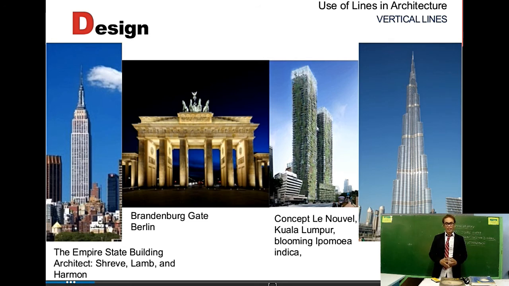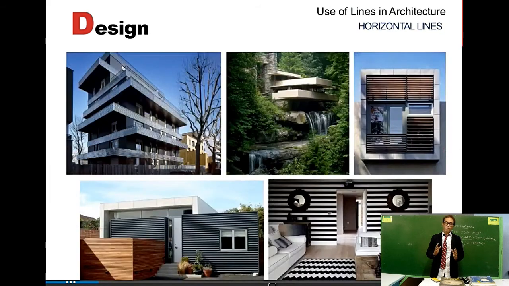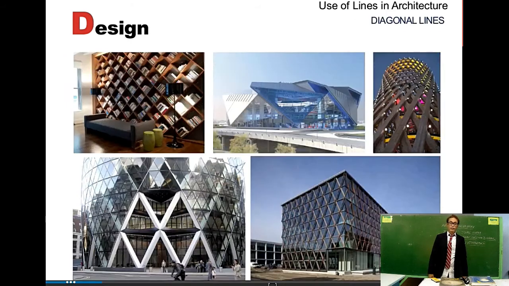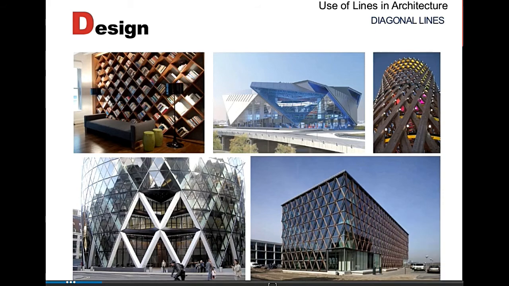The use of lines in architecture. Vertical lines can be used in tall buildings. No building exists without vertical lines. Even in expressive architecture, some buildings are created not only with vertical and horizontal lines, but also with a mix of diagonal lines and curvy lines, like in this example here.